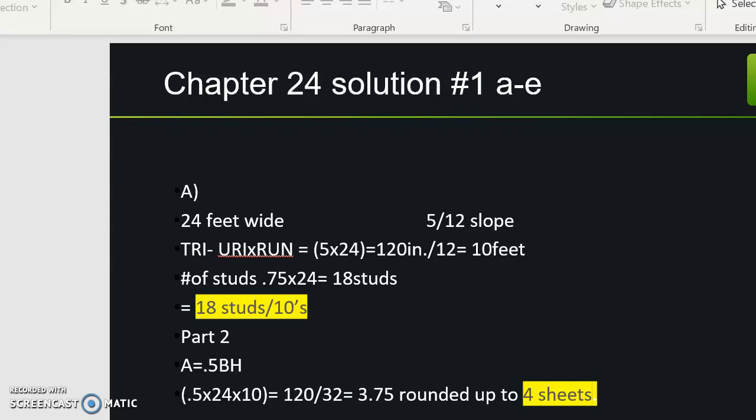Now, the number of studs is going to be 16 inches on center. So 0.75 times 24 gives you 18 studs. With 18 studs, the total distance between them is 10 feet.